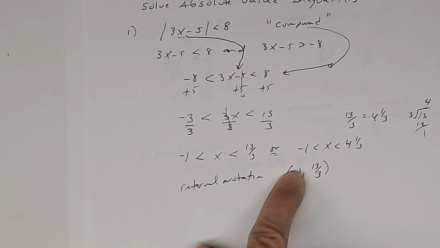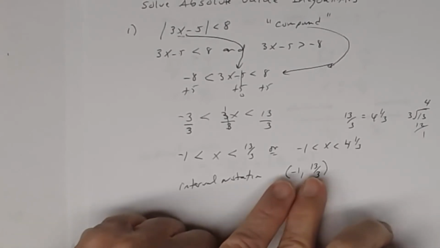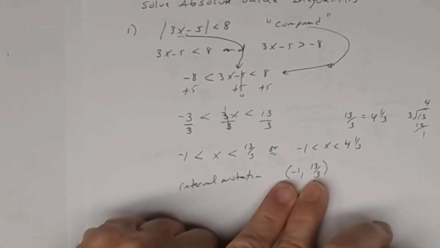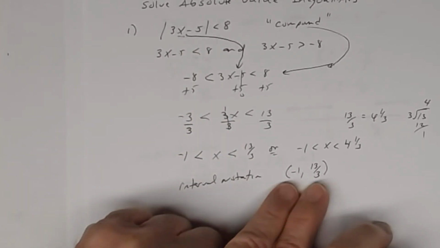Okay? There are some special cases where you could have no solution, but we haven't talked about that yet. So be careful. But for us at this moment in time, when you have an absolute value less than, your solution is going to be that one interval. It's going to be one interval.